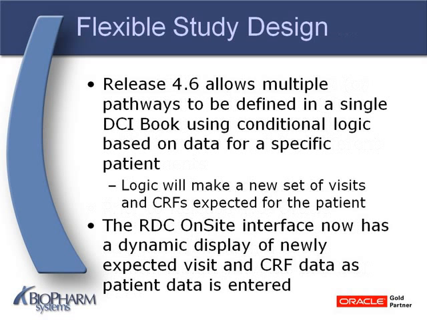The RDC on-site interface now has a dynamic display of newly expected visit and CRF data as your patient data is entered. So as you enter and save your data, something called expectedness is going to be recalculated. The system will look at what you've entered and saved, and it will recalculate what visits are now applicable and what forms are now applicable for that particular patient. And it does it dynamically.